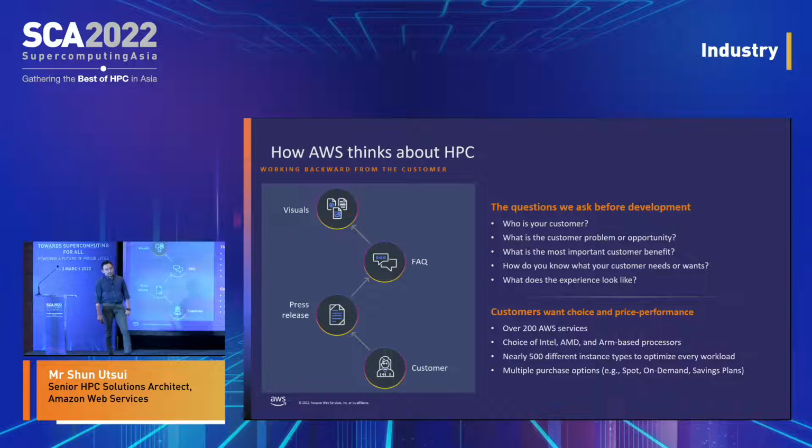So how does AWS think about HPC? We think about HPC like we think about any other customer. We're very customer focused. We start from the customer and work backwards. We look at the problems that our customers have and try to address these issues by building new solutions or services. We also want to maintain a long-term relationship with our customers. So once they're on board AWS, we help them to reinvent their solution to make their solution even cheaper and more performant.